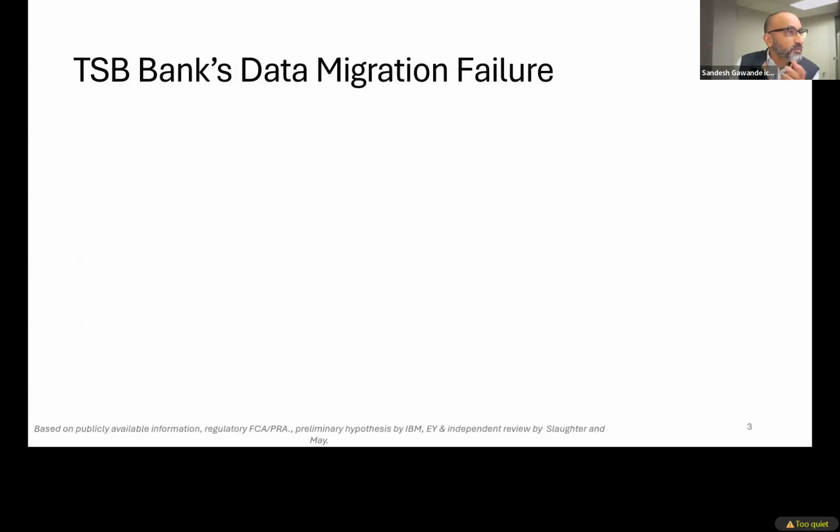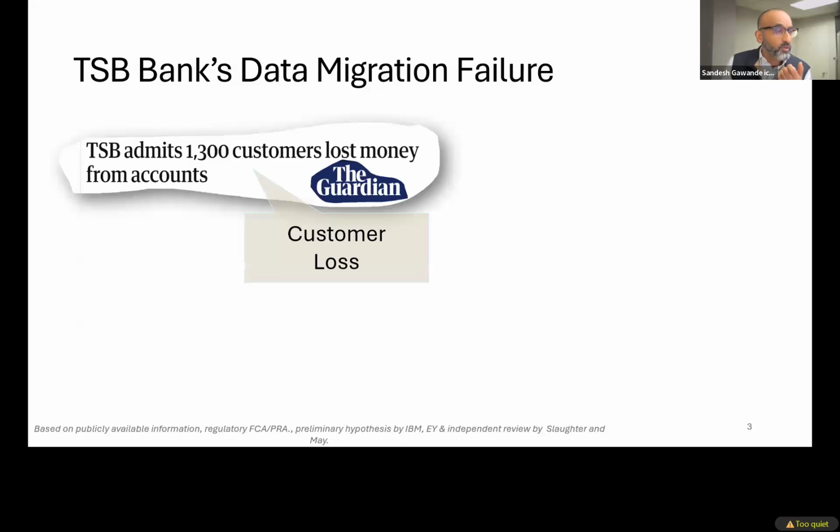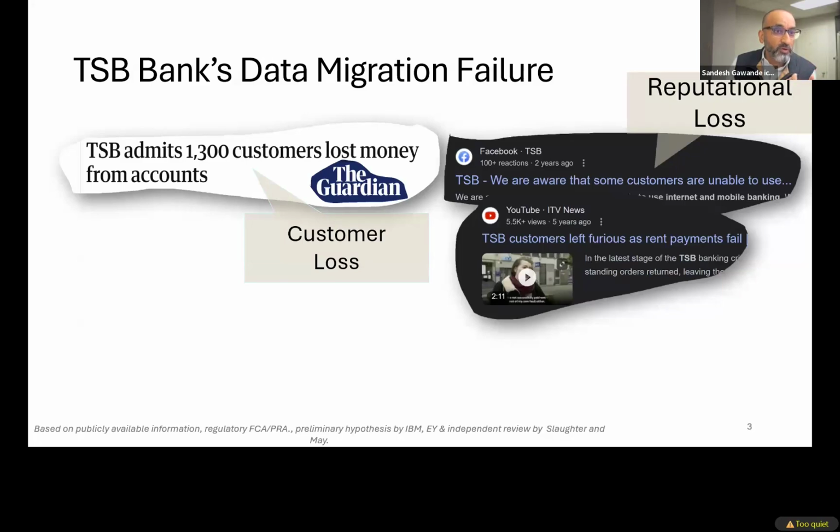Let's start with a case study, and this is about the TSB Bank. Sometime a few years back, the TSB Bank had a data migration project, and it failed. And the reason it failed, we're going to analyze that. But basically what happened is 1,300 customers lost their money from their accounts. There were a lot of fines they had to pay.